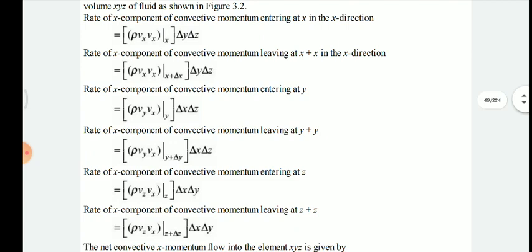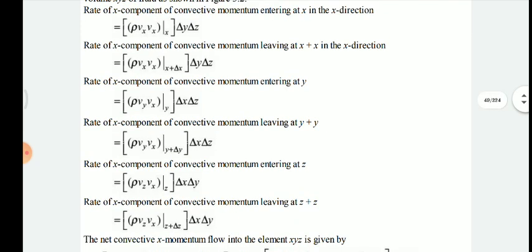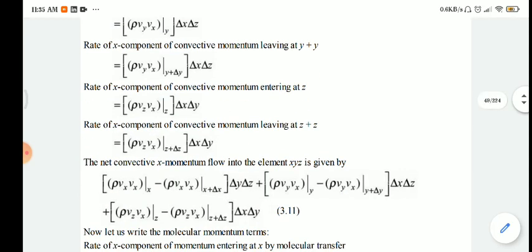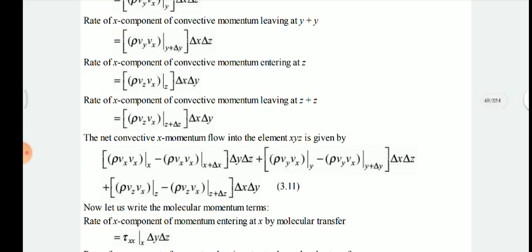So x component of convective momentum entering at y, and similar for y plus delta y, which is given in this. So this will be for y and for y plus delta y, and convective momentum in for z and z plus delta z. Okay, which is similar to what is given below. Next, the convective x momentum into the element xyz is given by.